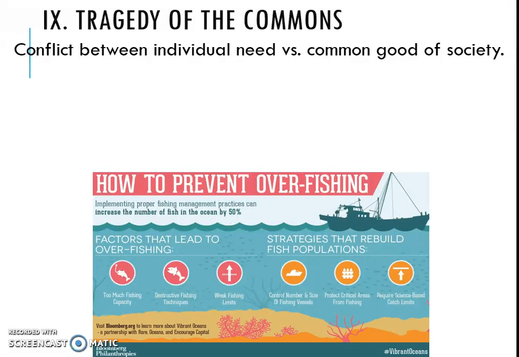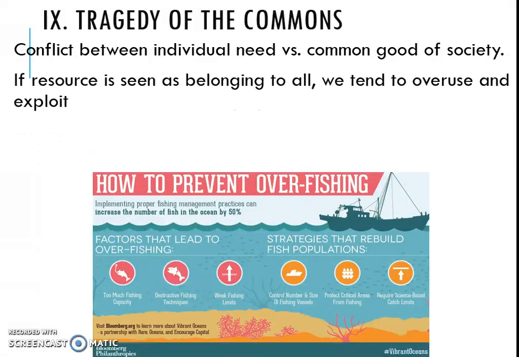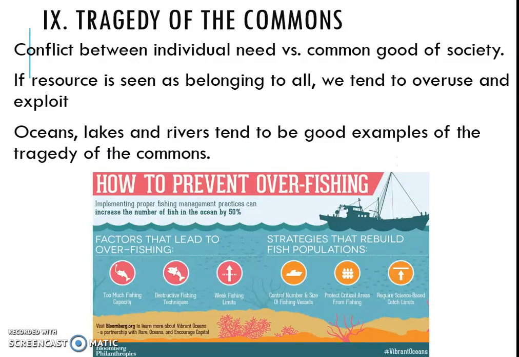Well, because we're overfishing, we have to relate this to the tragedy of the commons, which is the conflict between the individual need for food versus the common good of society. Are we overfishing? Is that because I'm sometimes thinking that I have a resource that belongs to myself versus belonging to all? So the waters, it's hard to know who things belong to, and because of that, we overuse it and exploit it. So the oceans are a really good example of that, and water as a whole.